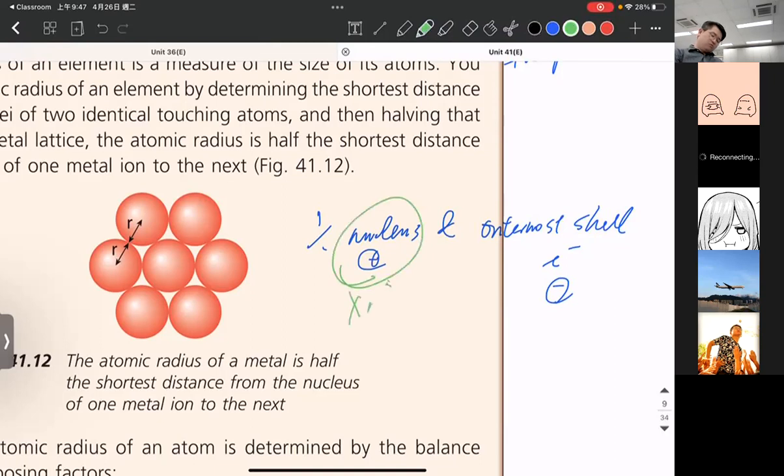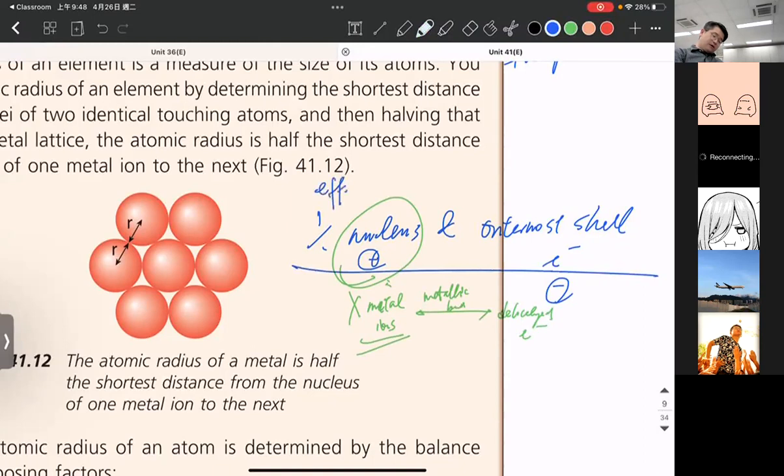Can you see that? This is the difference. Not metal ions. It's not metal ions. If you talk about these two as a match, we talk about it as metallic bond. Just remember. But if you talk about this, what is that? We call that the effective nuclear charge. So we would call it a net nuclear attraction.